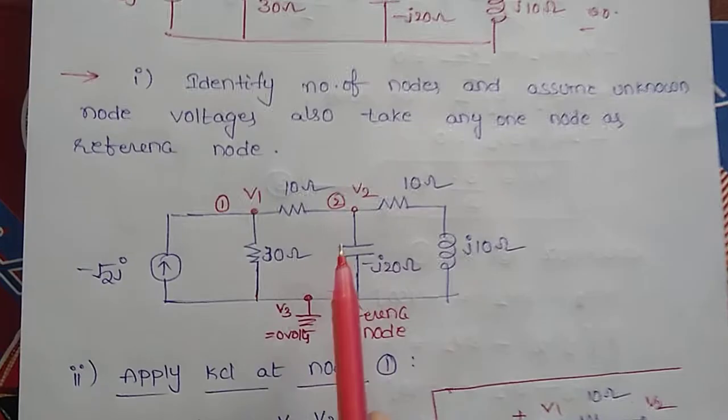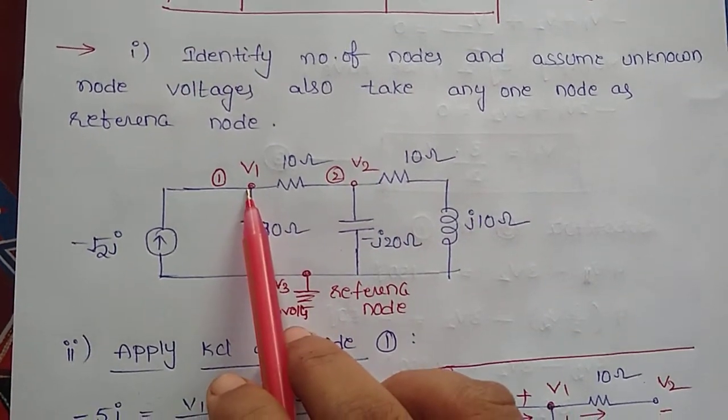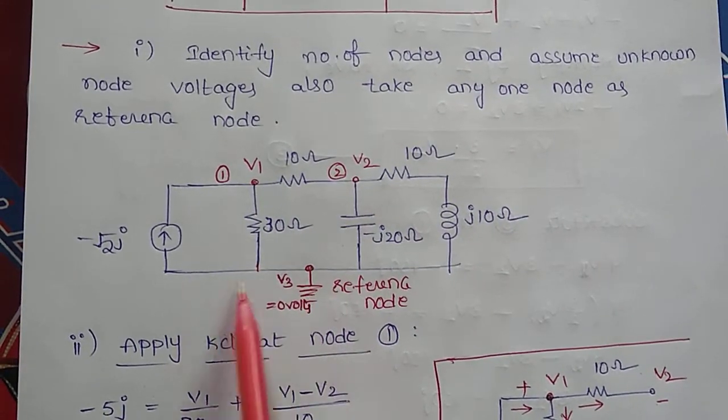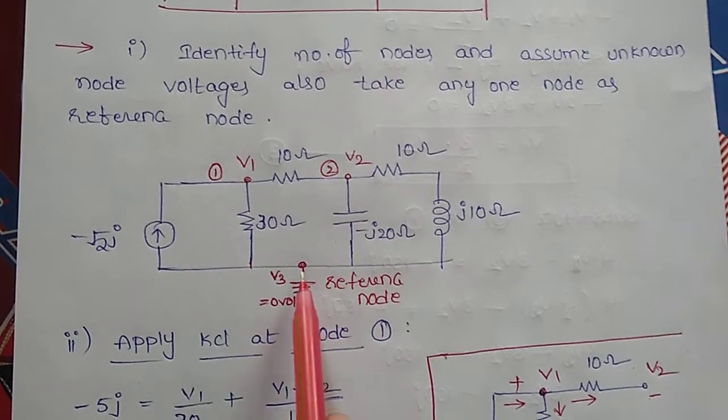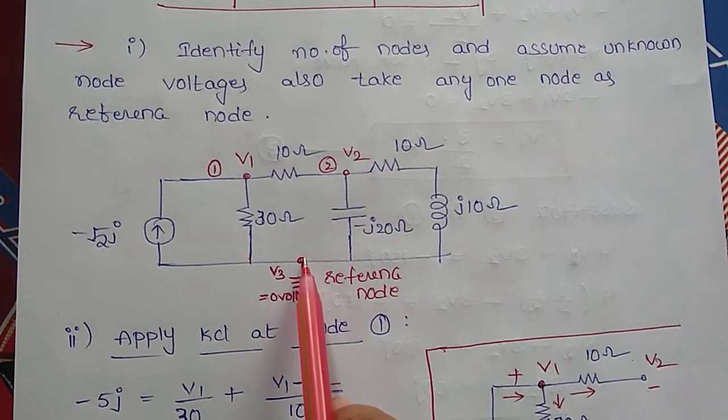So for that, now let us see, this is our given network. Here the network contains 3 nodes, node 1, node 2, node 3, and out of these, this is the common node. That's why I have taken this node as the reference node. Otherwise we can take any one of the nodes.